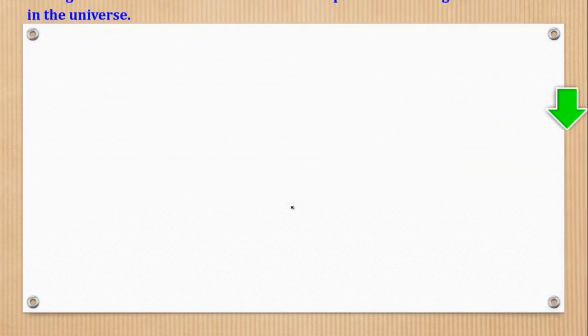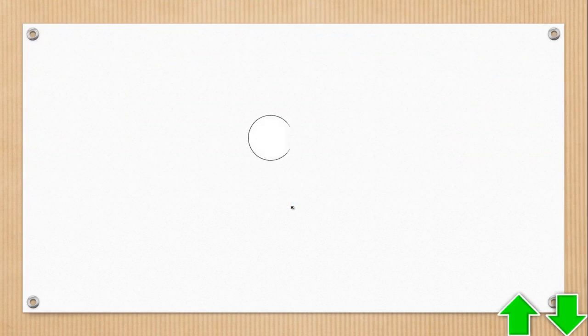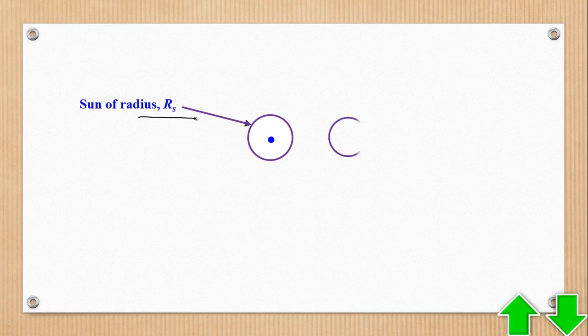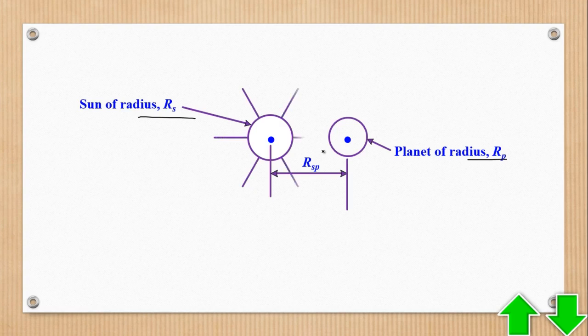So let's first make an illustration for you to easily understand the part we are on. We have the sun of radius Rs. When you see Rs, it denotes the radius of the sun. Then you have a planet of radius Rp, and these are separated by a distance Rsp, which is the distance between the sun and the planet. This sun is radiating in all directions.